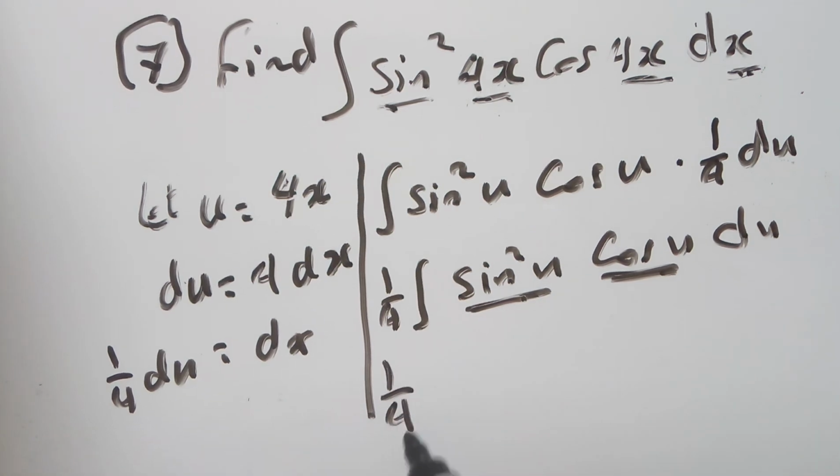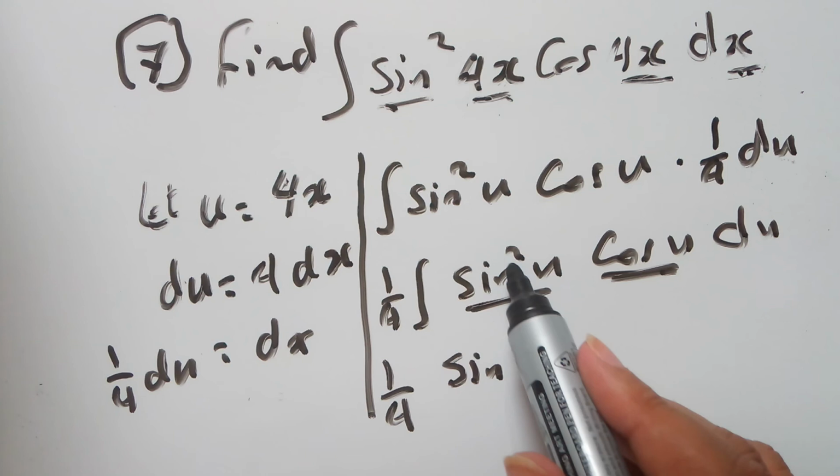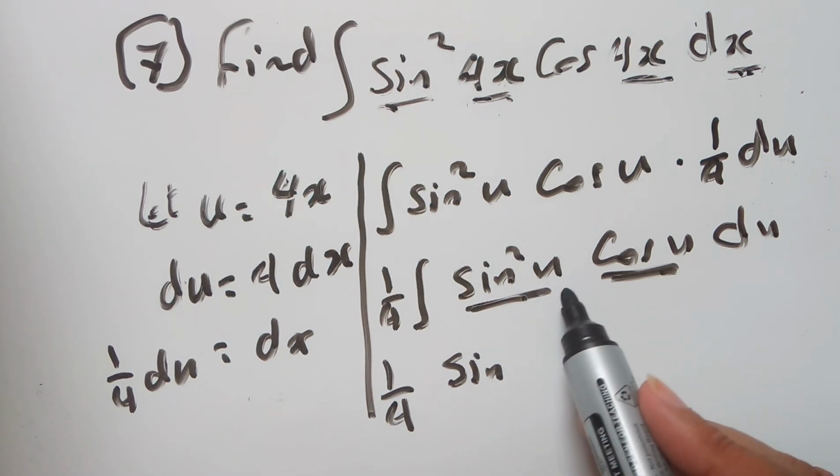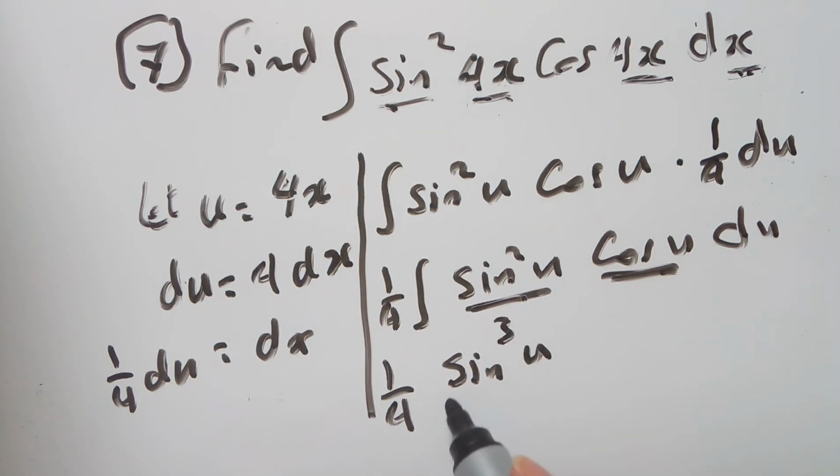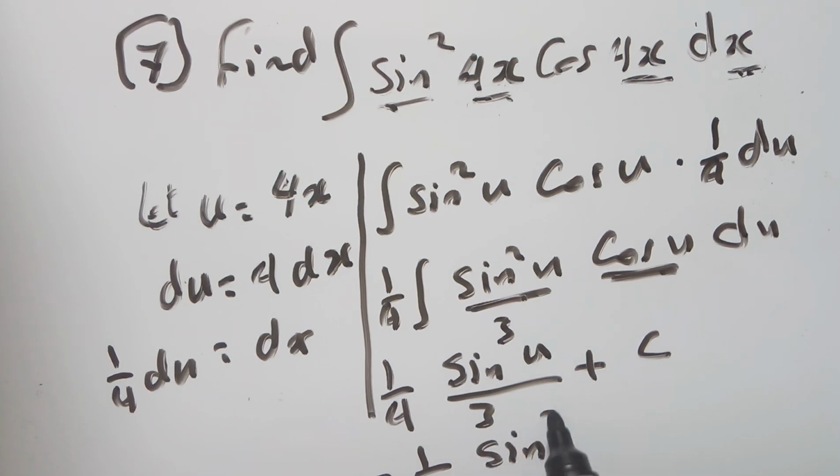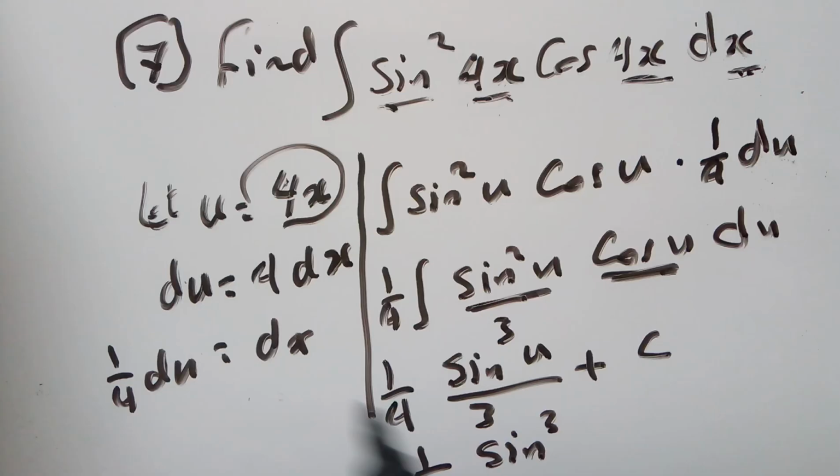Then it will be 1 over 4 sine cube u divided by 3 plus c. This means it will be 1 over 12 sine cube 4x plus c. Thank you for watching.